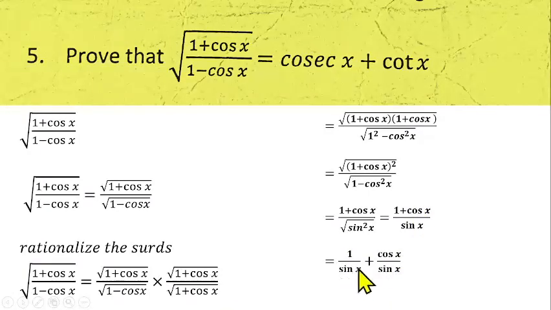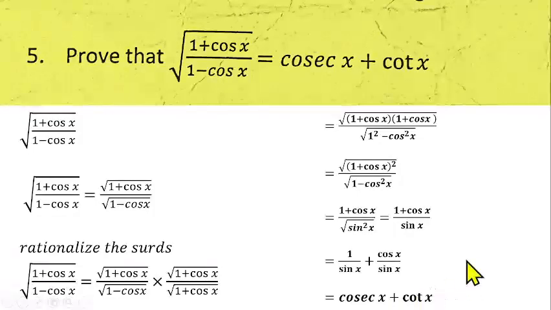The 1 over sine x, the inverse of sine, gives us cosecant x, and cos x over sine x will give us cot x. So we have that proven.